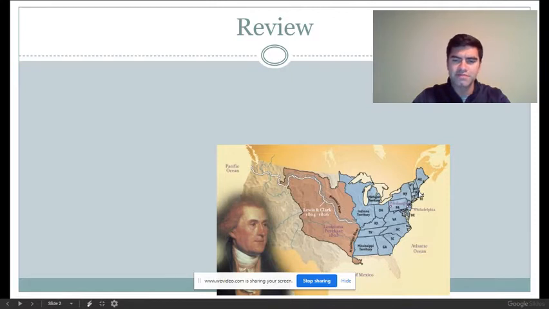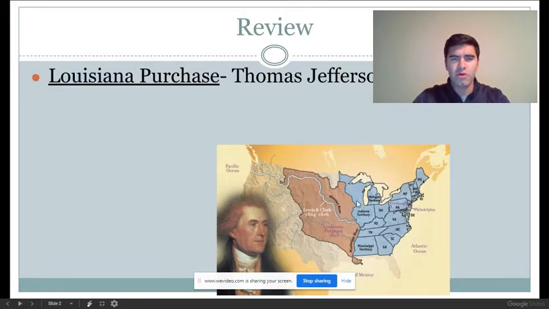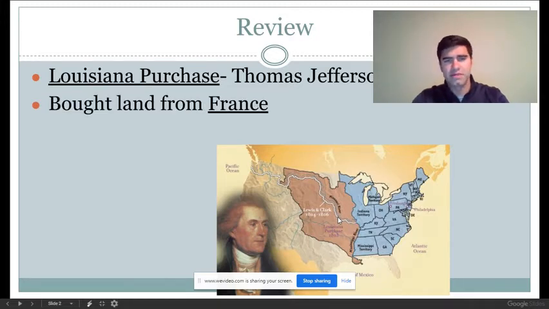So Thomas Jefferson, through making the Louisiana Purchase in 1803, he's going to nearly double the size of the United States. He's going to buy the Louisiana Territory from France during his presidency.